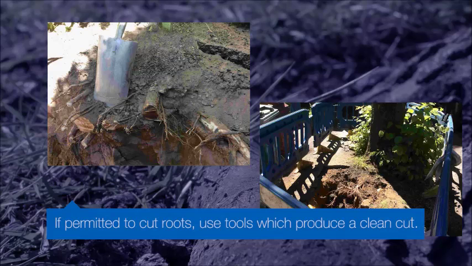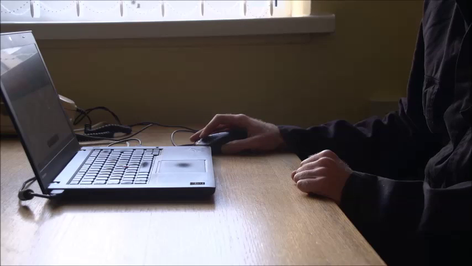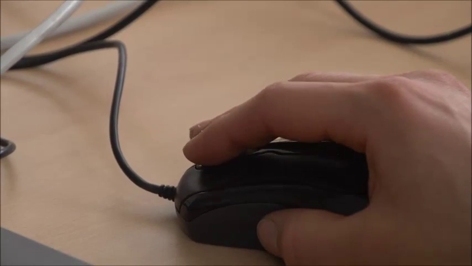If permitted to cut roots, use tools which produce a clean cut. If any roots are uncovered, they must be protected with dry sacking. Further information and specifics on what you can and can't do within each zone can be found within SHE 205, Land Management and Biodiversity Procedure.